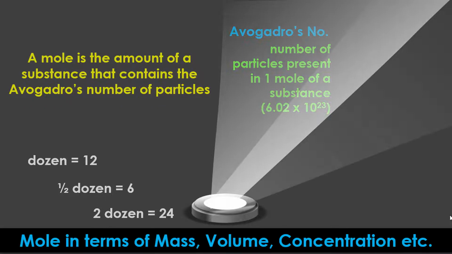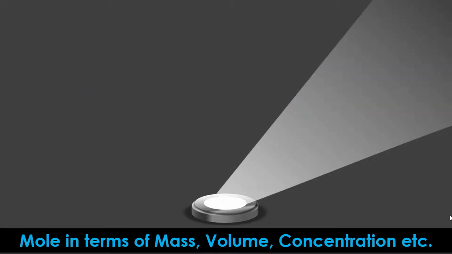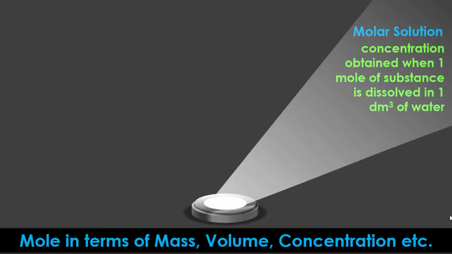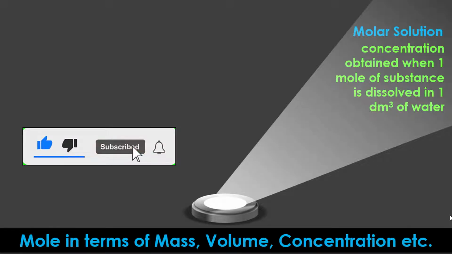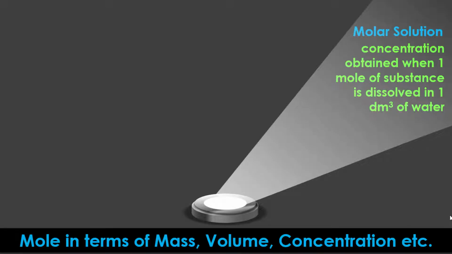In terms of concentration of solution, it is considered to be the molar solution, which is the concentration formed when 1 mole of a substance is dissolved in 1 dm³ of water. In chemistry, we deal with amounts of substances which may not necessarily be equal to their molar values, hence the need to know how to convert them to mole.